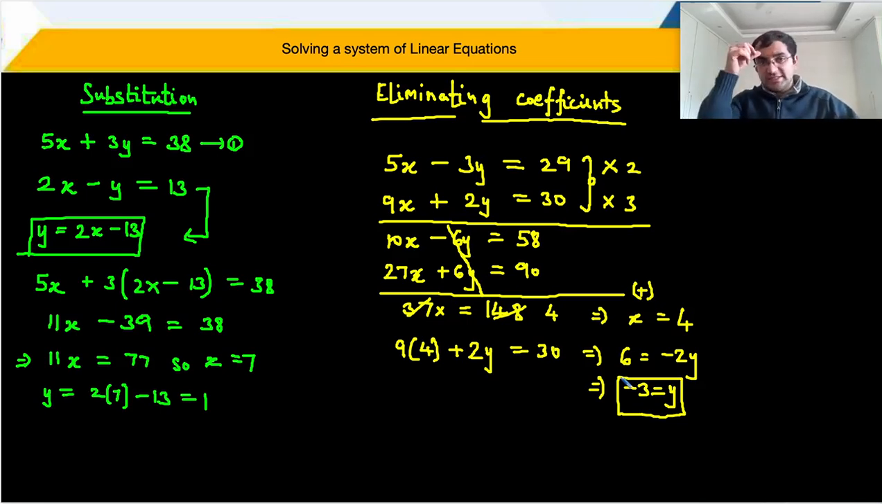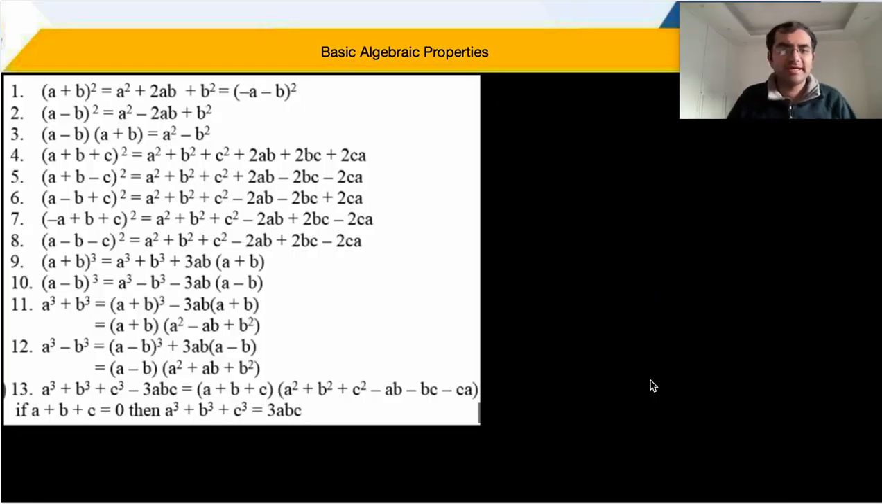ठीक है. These are two methods available for solving a system of linear equations, and these are some basic algebraic properties. So on the way many of these will be used, right? So इसको एक बारी हम लिख लें copy के अंदर. A plus b whole square, a minus b whole square, basic properties that we are aware of since our school days. A minus b into a plus b is equal to a square minus b square.